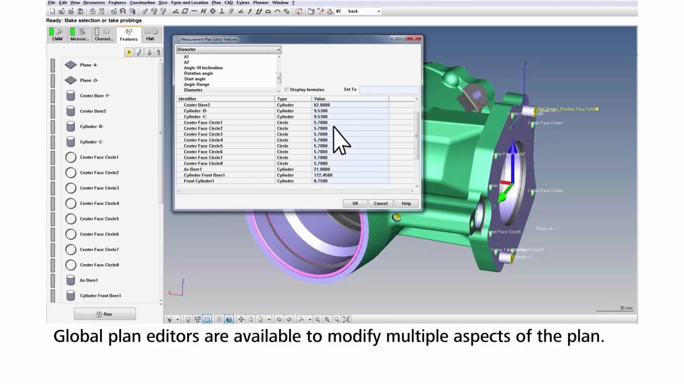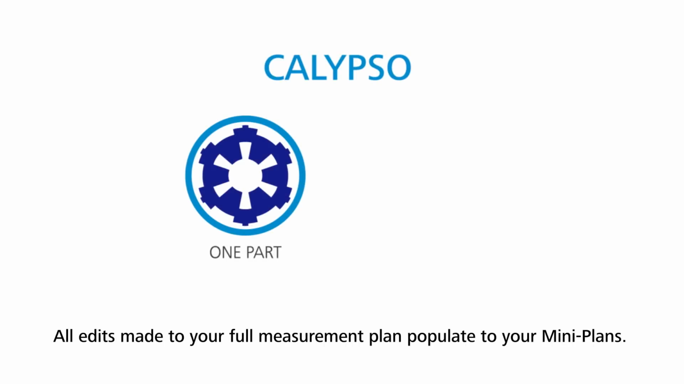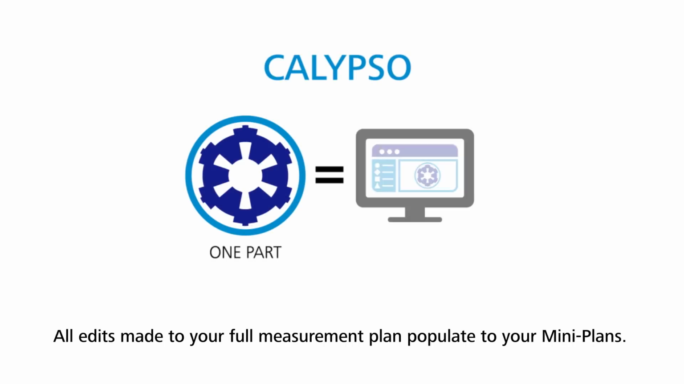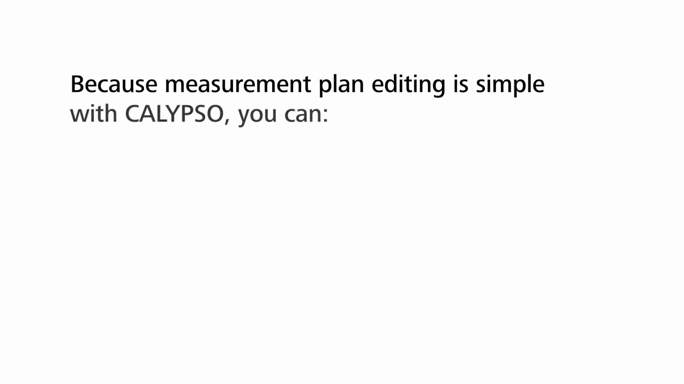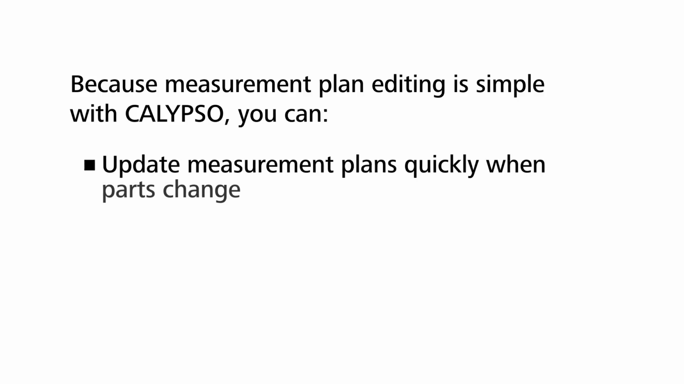These edits are completed with minimal effort, saving you hours compared to search and replace functions that are common in other metrology software. This speed and efficiency is emphasized further when working with multiple mini plans for measuring your part. All edits made within your full measurement plan apply to the associated mini plans, reducing time you spend managing multiple programs. Because measurement plan editing is simple with Calypso, you can update measurement plans quickly when parts change.